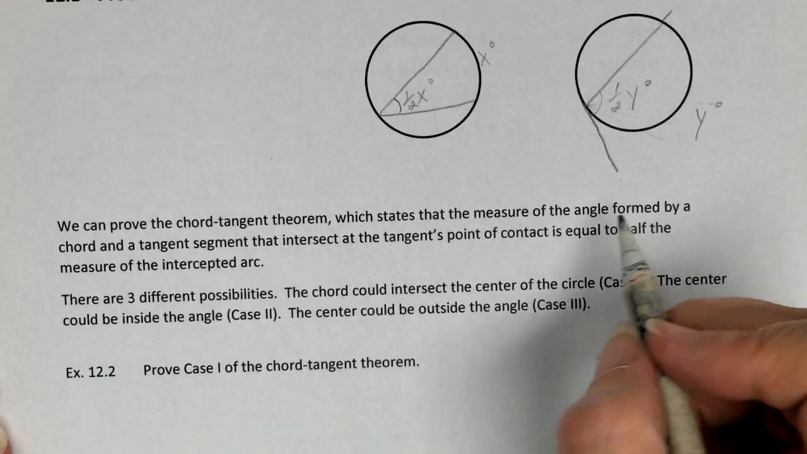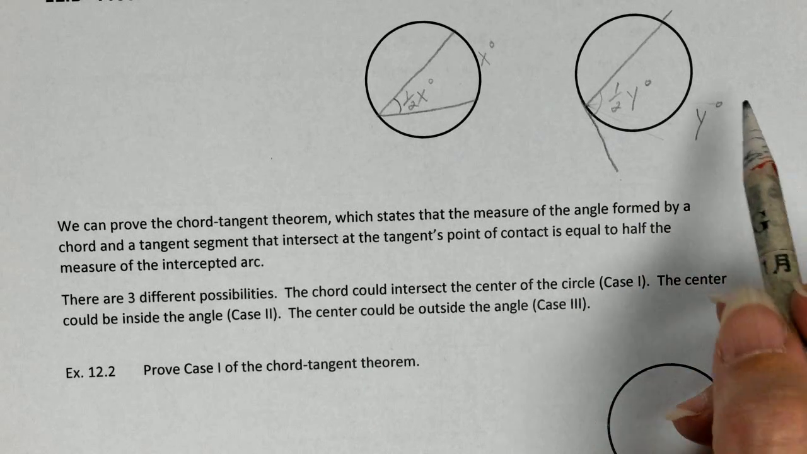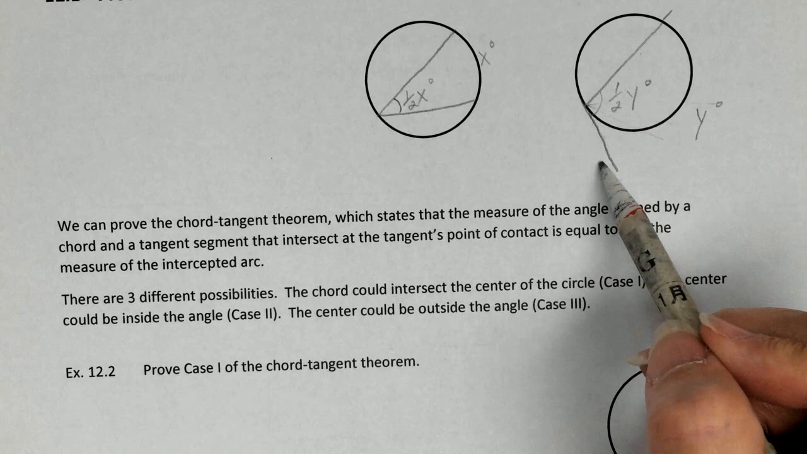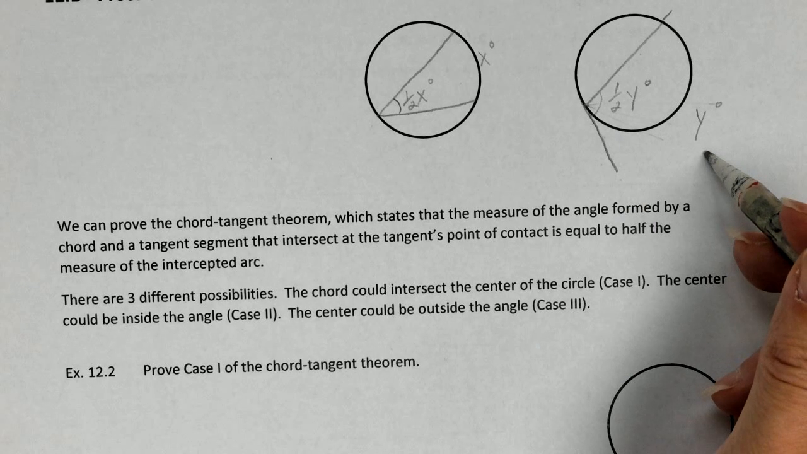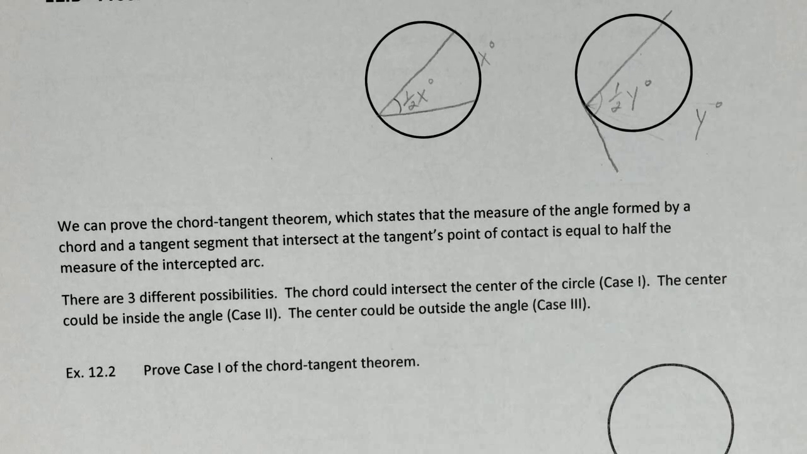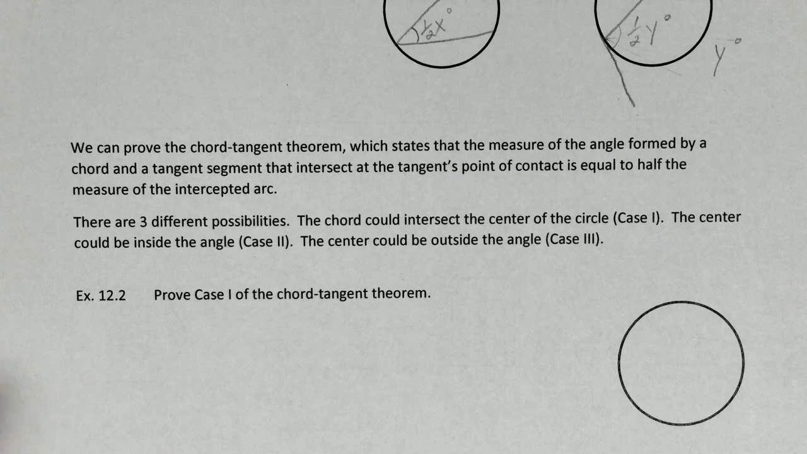Here's what the chord-tangent theorem states. The measure of an angle formed by a chord and a tangent is half of the intercepted arc. And we've got three possibilities. Case one is the chord is a diameter, goes through the center of the circle. And then we'll talk about the other cases. Let's start with this. So for example 2, we're supposed to prove case 1 of the chord-tangent theorem.